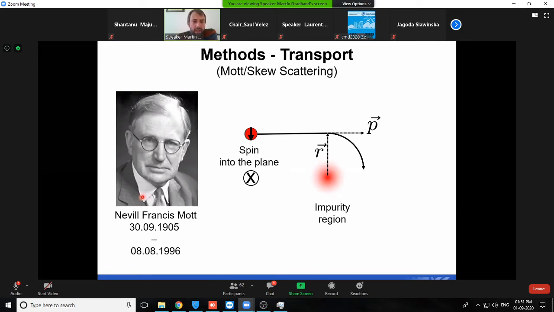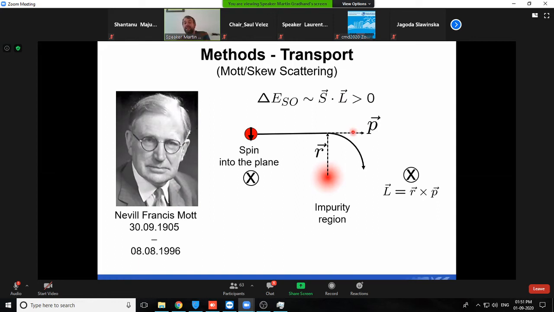In order to describe it microscopically, we have to invoke the Mott or skew scattering. So I again have to mention Sir Neville Mott, because he was in Bristol for a while. So what is this about? You have an impurity region here, you have an electron coming in. Let's assume the spin of this electron points into the plane and it moves along this path. Then you can calculate the angular momentum of that particle, and in that scenario the angular momentum would point into the plane. If you then consider the energy contribution arising from spin-orbit coupling, you can take the scalar product of the spin with the angular momentum, and this contribution would be a positive contribution.